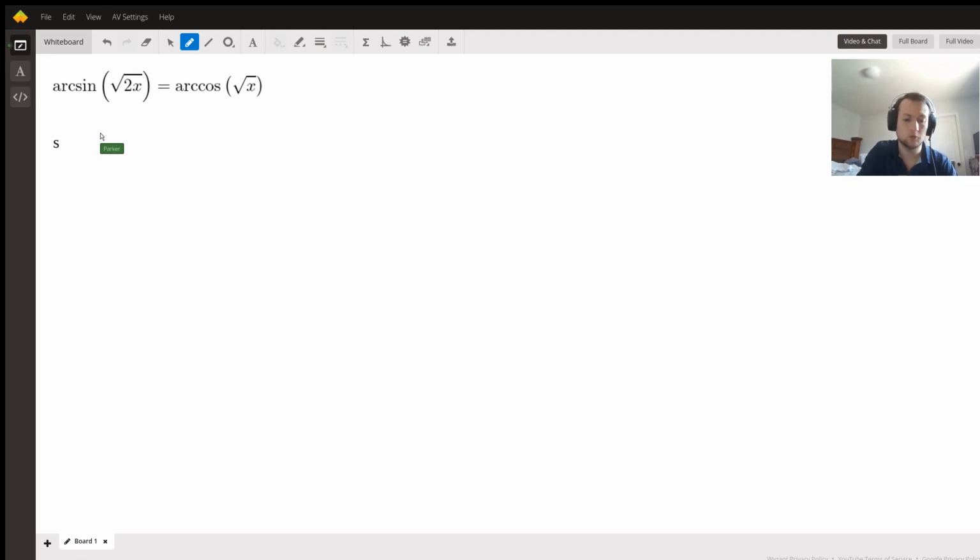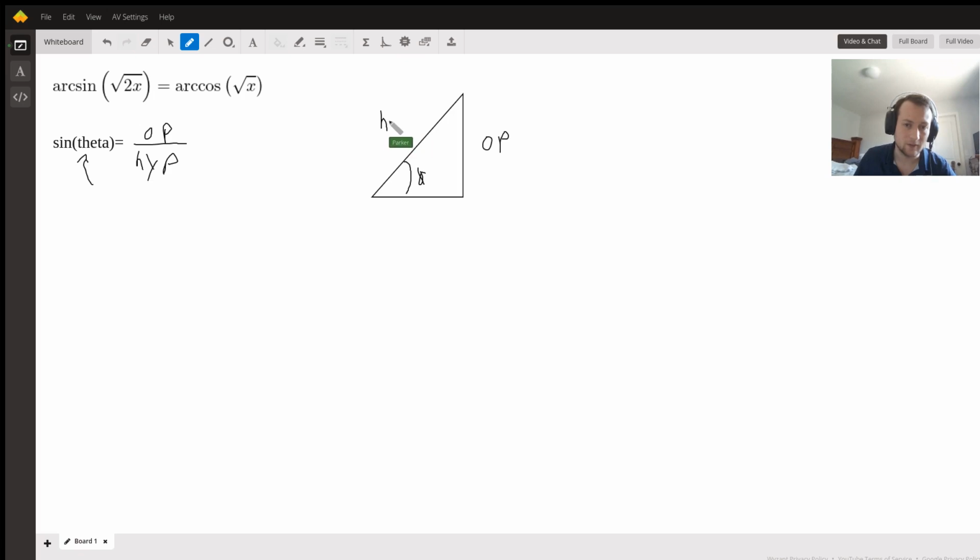So when we have sine of theta, we know that that is telling us, based off of an input of an angle, what the ratio of the opposite side of that angle to the hypotenuse is. In other words, if we have a right triangle, and this is theta, this is the opposite side, and this is the hypotenuse. Arcsine is the inverse of that.